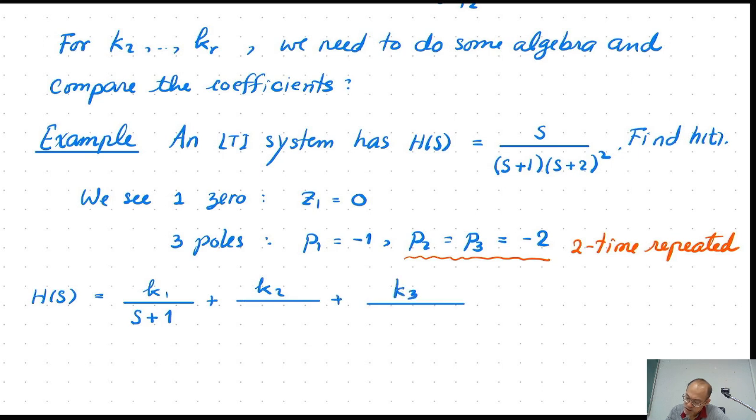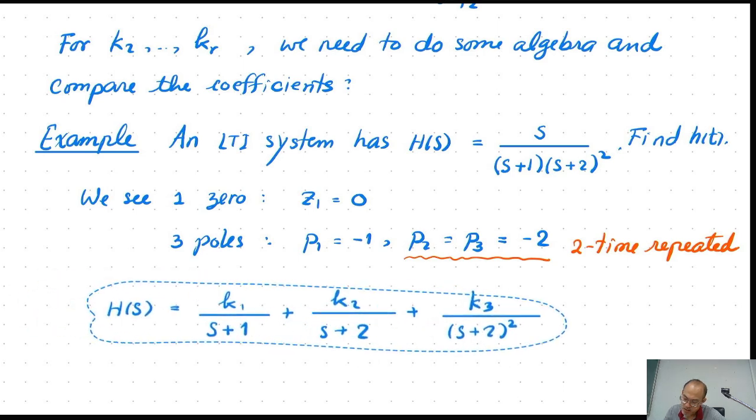Now the first term, you just copy s plus 2. But the second term, to make it distinct from the first term, you have to square it. If you don't square it, then they will be the same, and you will go nowhere. So you have to square it, 1 time. So this is going to be the partial fraction decomposition of this function.